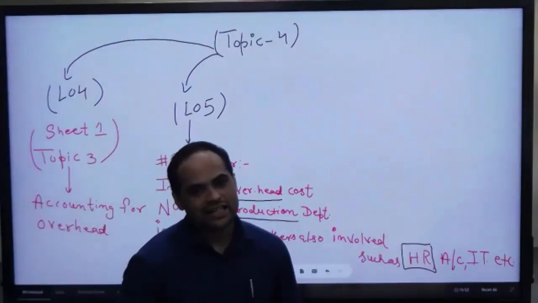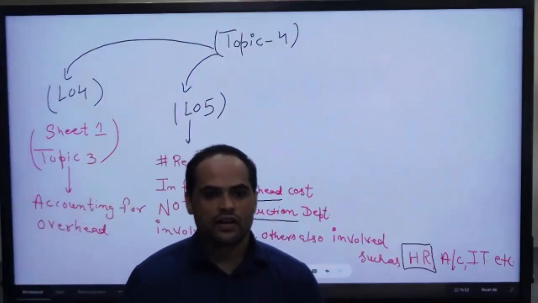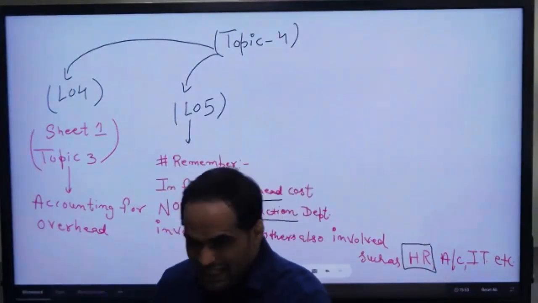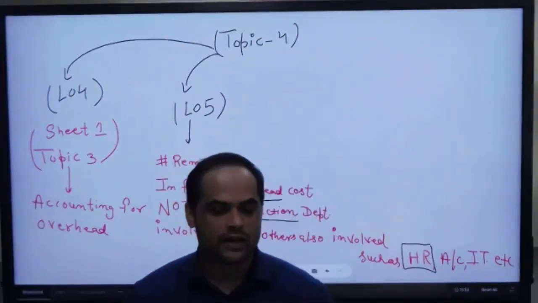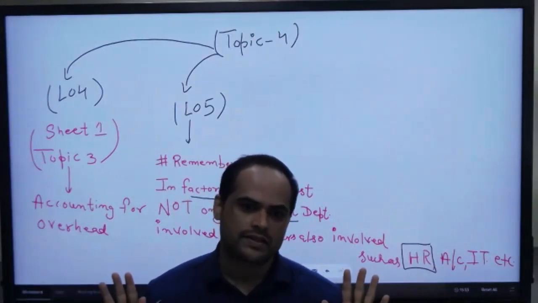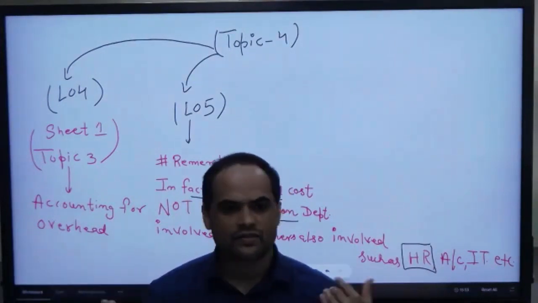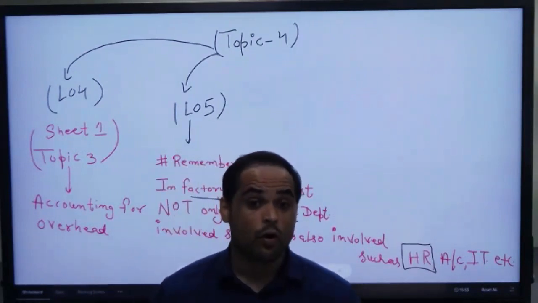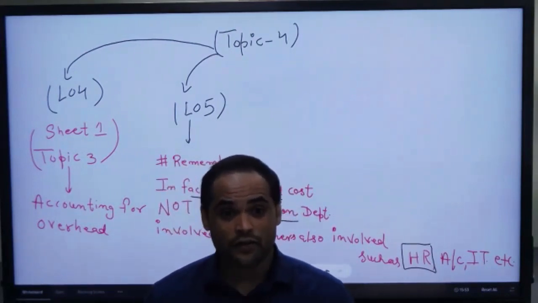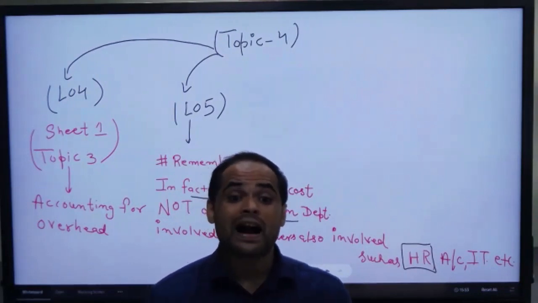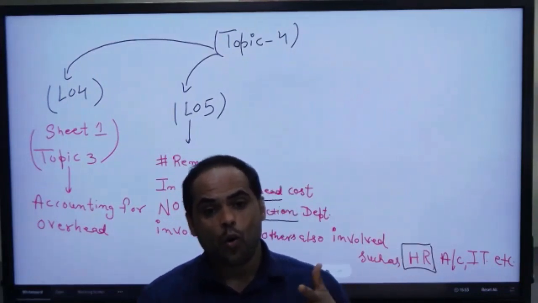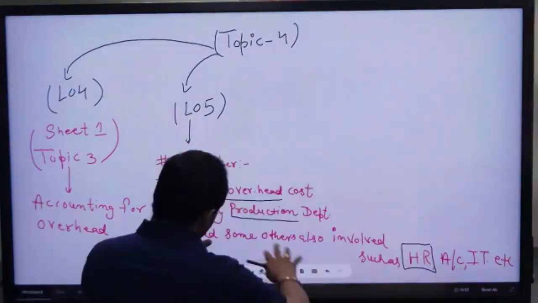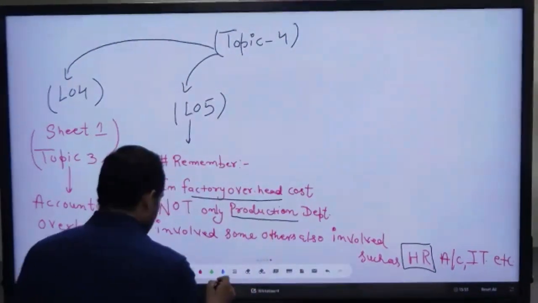Same thing with the IT department. If the production department is taking any kinds of IT information or IT services from the IT department, any kinds of technology in which the IT department is involved, that kind of services cost will be part of factory overheads, right? Okay. So what is the conclusion of these things?